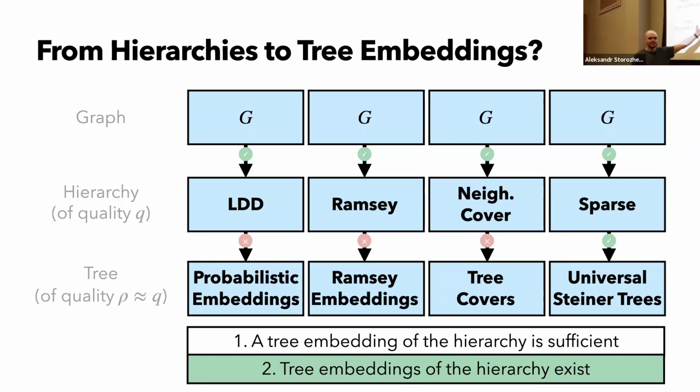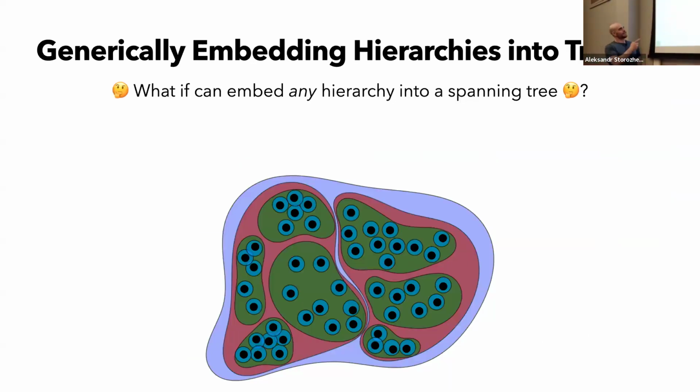There are lots of different sets of tree embeddings. You'd have to come up with a different embedding for each of these hierarchies into trees. So you'd have this little bespoke series of theorems, one which works for each one of these. And the kind of provocative question that we asked is: what if we can just embed any hierarchy into a spanning tree?